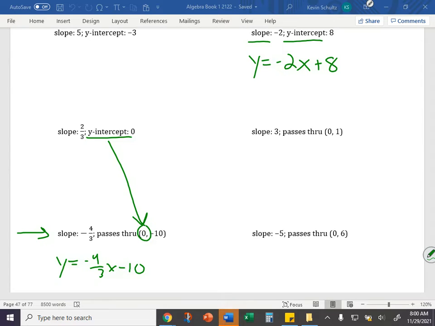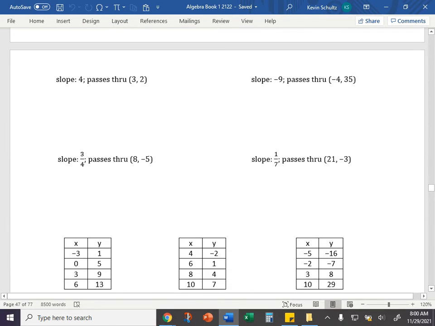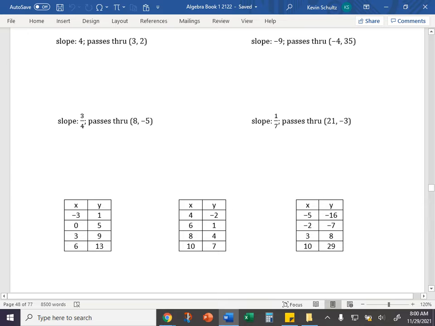Okay? Where things get fun and where things get mathematical here is the second page, where I give you information, but it's not quite enough to get a slope intercept form in one step. We did the first one together. Let's look at the second one here. Okay, slope of -9, passes through (-4, 35).